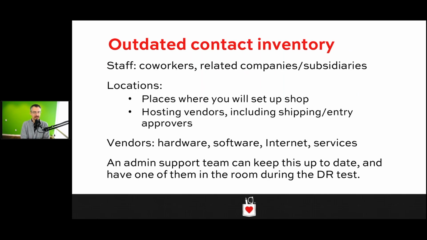Outdated contact inventories is the next thing we find. When we're doing tests, it's easy. Everybody's in the same room with you. You know exactly where somebody's at. When a hurricane hits, you may not have everyone's personal cell phone numbers. You may have outdated copies of their cell phone numbers. You may not have their family numbers to check in on them and see how they are. You also may not have even a single sheet of all your vendors that you need to go contact.